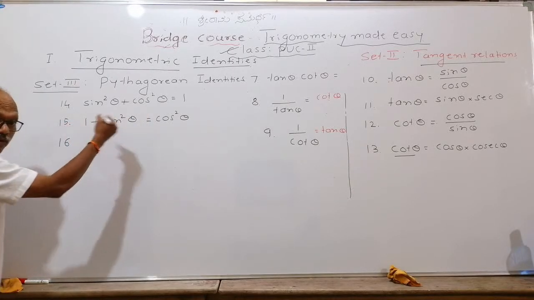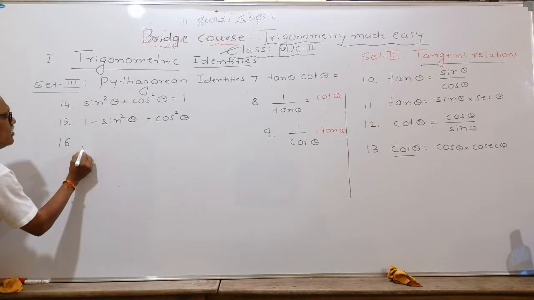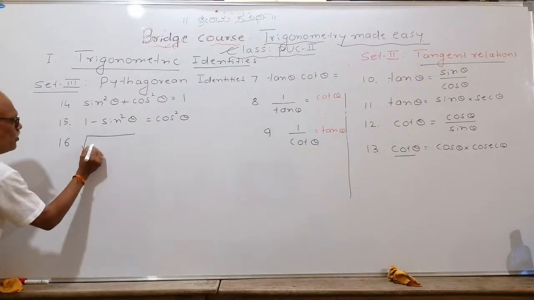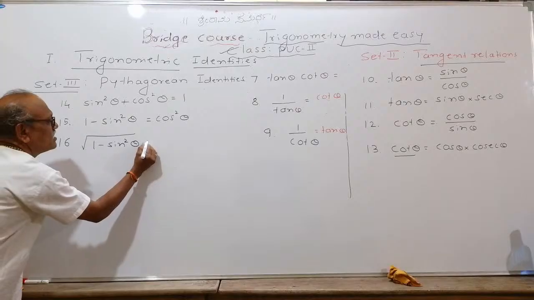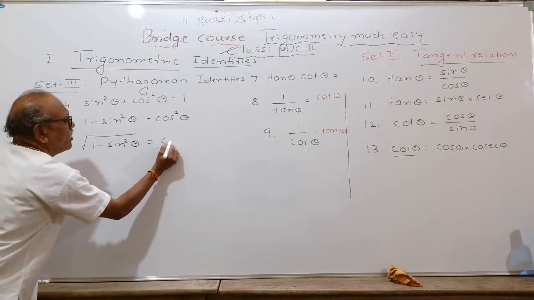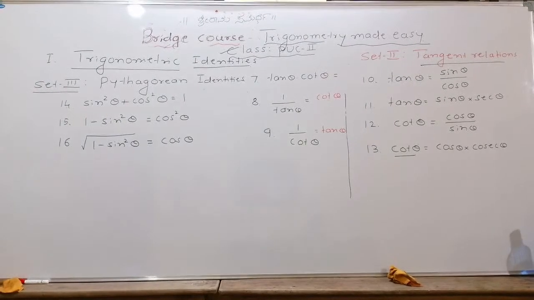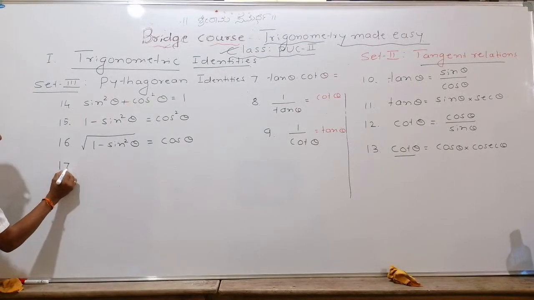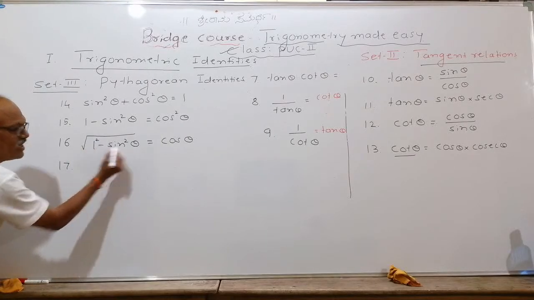Suppose I take the square root on both sides here. What do you get? You get root of 1 minus sin square theta, which is equal to the square root of cos square theta, that is cos theta. Observe the interesting identities here; they will help you. Now write 1 as 1 square minus sin square theta.